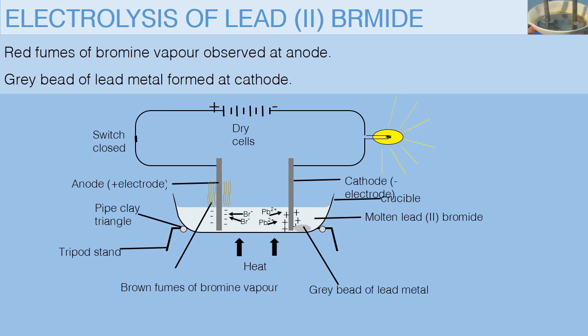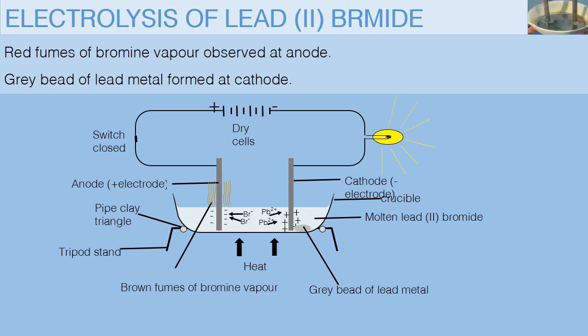Once the circuit is closed, interesting observations start to be made. First, it is easy to notice the red-brown fumes at the anode. These are red-brown fumes of bromine vapor. At the cathode, a gray bead of lead metal is formed.